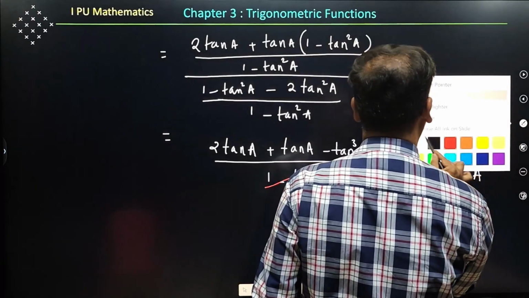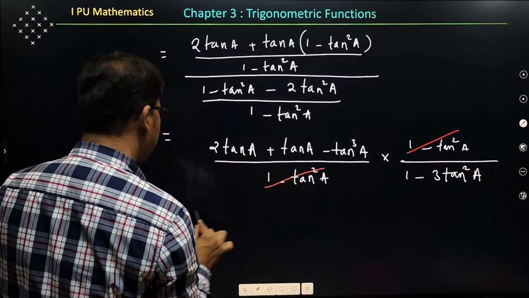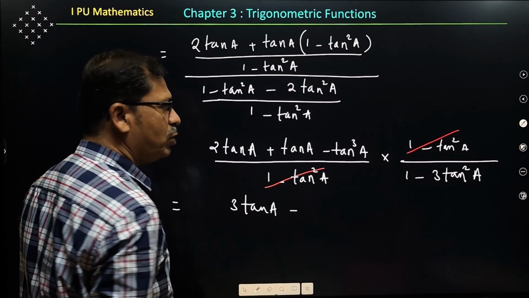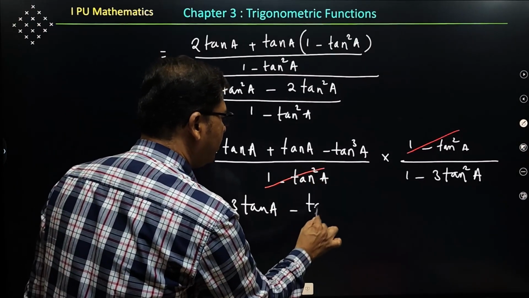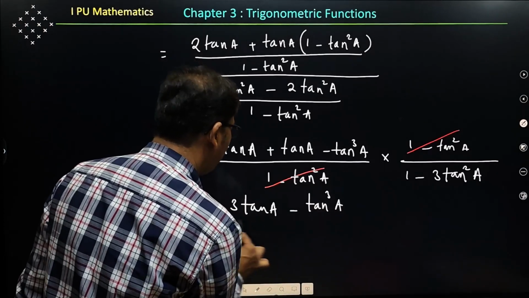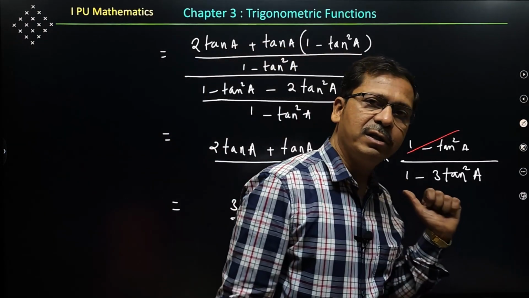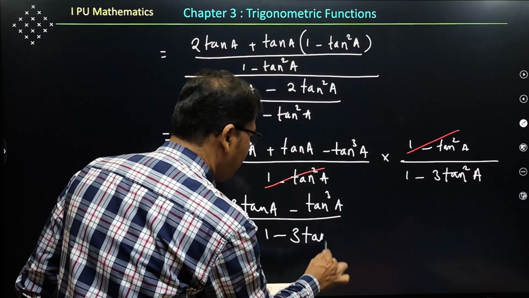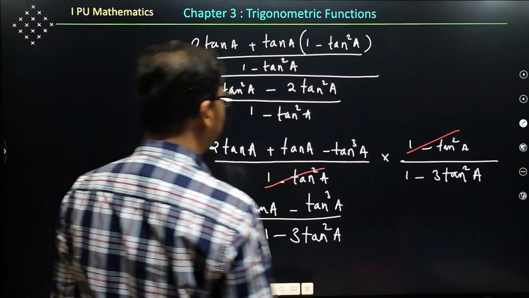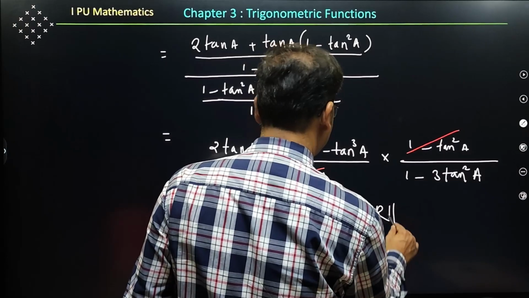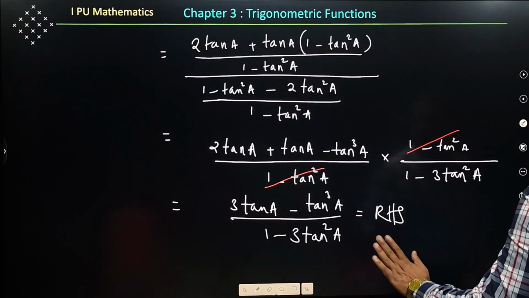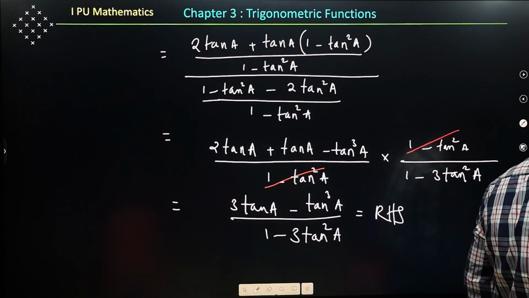Further, add the terms: 2 tan A plus tan A, that is 3 tan A, minus tan cube A. Then what you are going to write? Divided by 1 minus 3 tan square A. So this is our required RHS. That's all: 3 tan A minus tan cube A divided by 1 minus 3 tan square A. Okay.